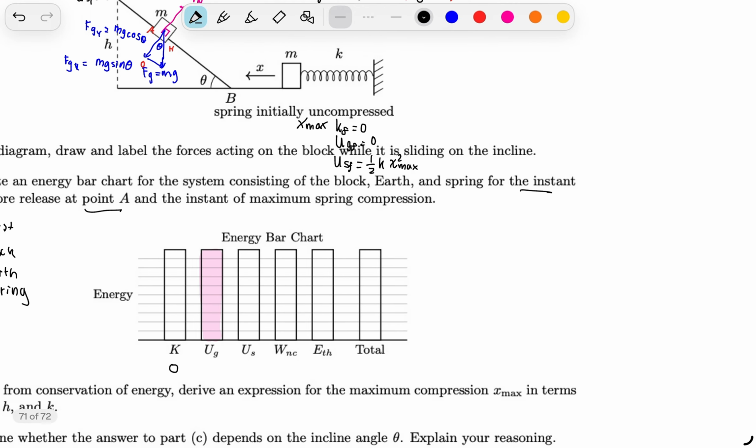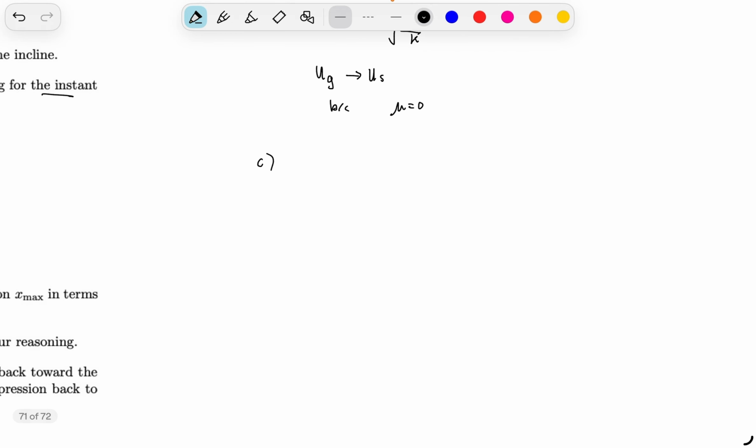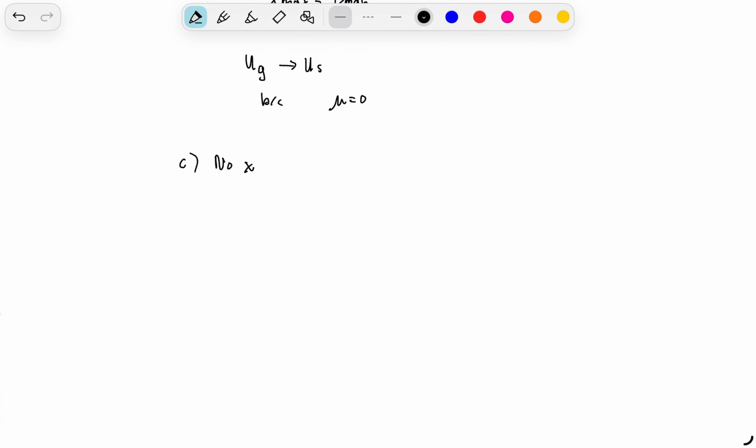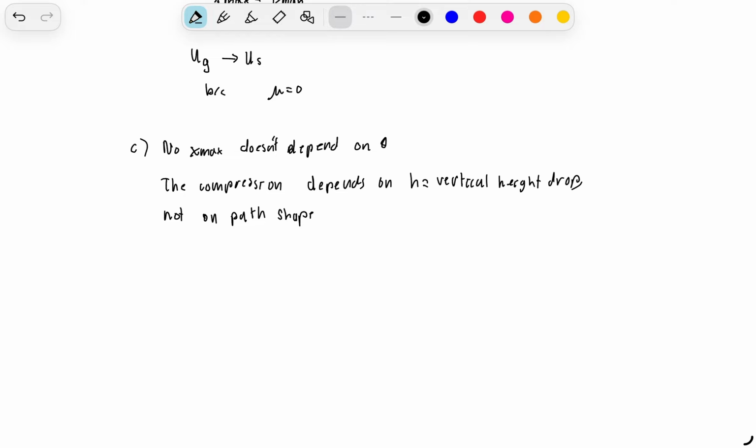And now for part D, we are asked to determine whether the answer to part C depends on the incline angle of theta. Explain your reasoning. So our answer is that no, x max does not depend on theta, and the reason is because the compression depends on our h, which is our vertical height drop, not on the path shape, which we would have gotten from theta.